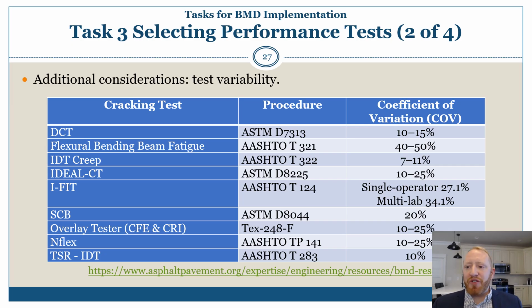But you see the COVs are an important thing here, because the higher the variability, the harder it is to distinguish between two different results and say, is this 40 and this 50? Are they truly different? Or given the variability of the test, I can't discern that they are truly different. Okay, a good resource there is the link to the NAPA BMD resource guide that talks about these and gives more information on the variability of the test, but it has to be a consideration for thinking about what test is going to work for you.